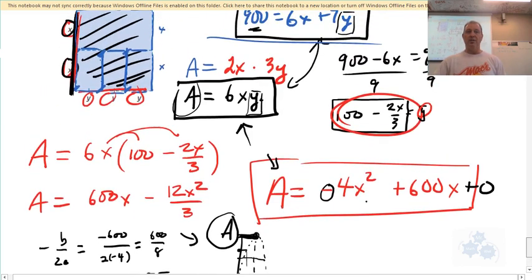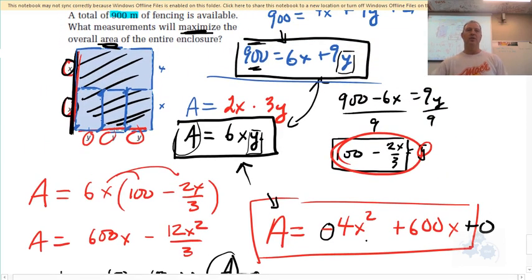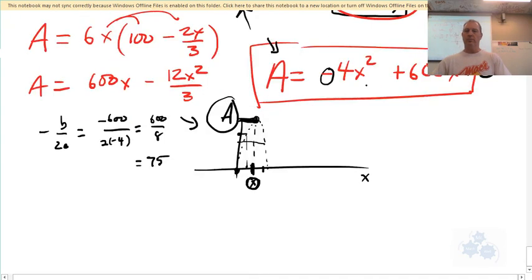But the question asks for the dimensions. So I need to know overall what's the length and what's the width. I've got x, and if this is 75 and this is 75, the whole dimension over here is going to be 150. Everyone see that? 2x. Now to find y, we can plug x into one of our original equations. I have how x and y are related through this equation right here. So, one more step.